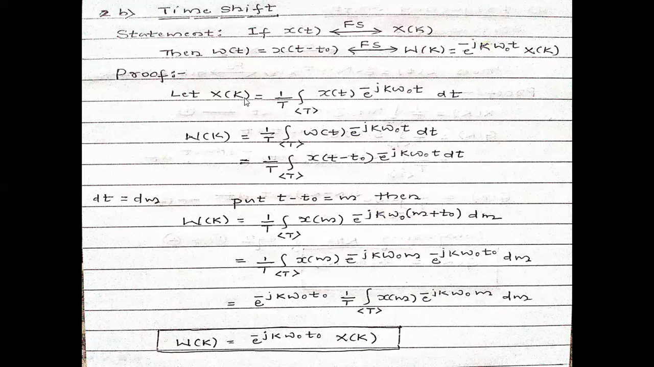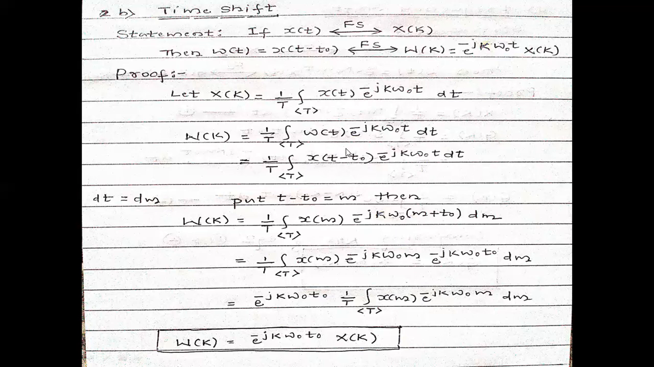So again, take the basic definition: x of k is equal to 1 by T integration of x of t into e raised to minus j k omega naught t into dt, and we'll take the output w of k is equal to 1 by T integration of w of t e raised to minus j k omega naught t into dt. So let us substitute this w of t, which is the time shifted version of the input signal x of t. So now let me substitute w of t as x of t minus t naught, multiplied by e raised to minus j k omega naught t into dt, right?